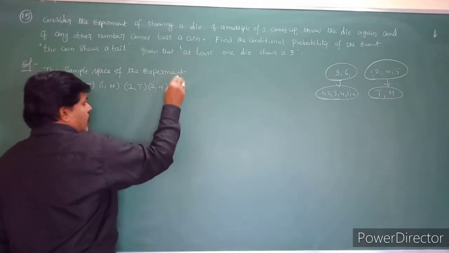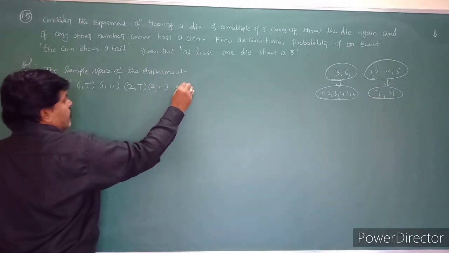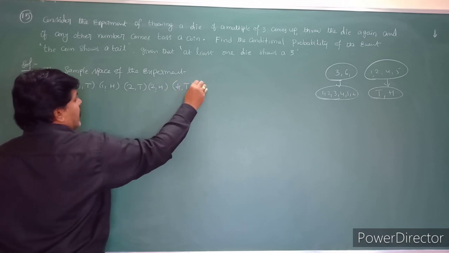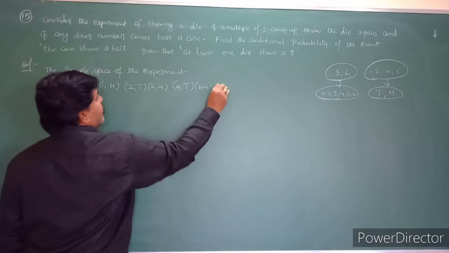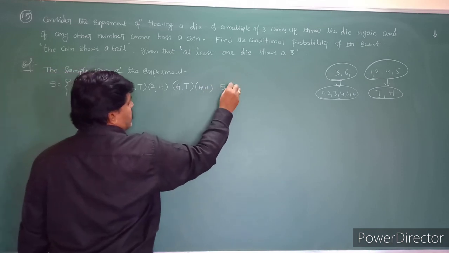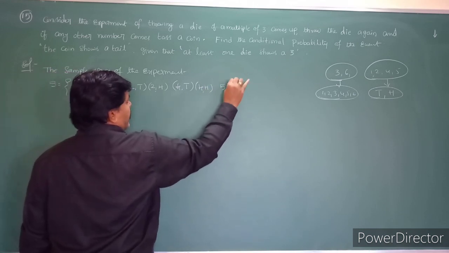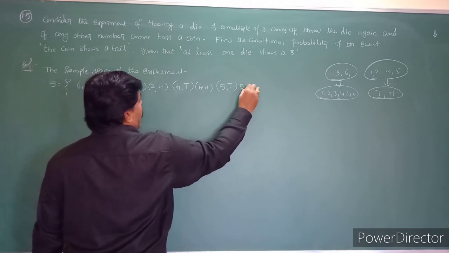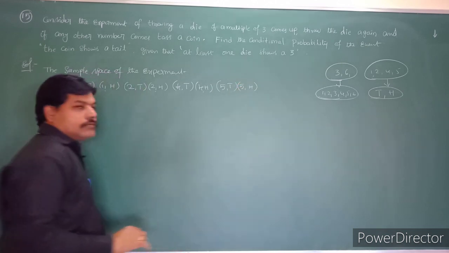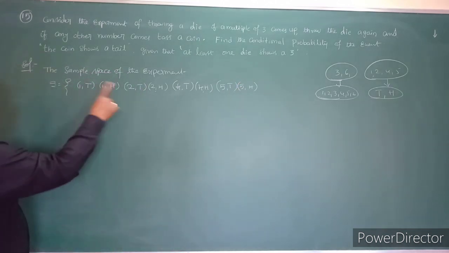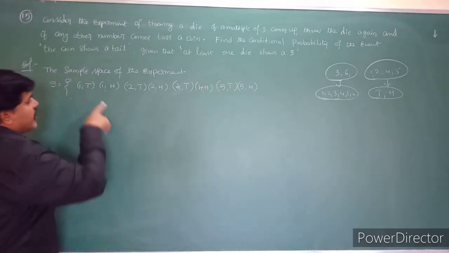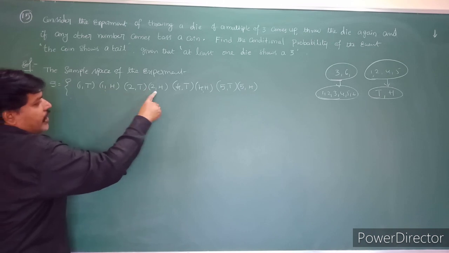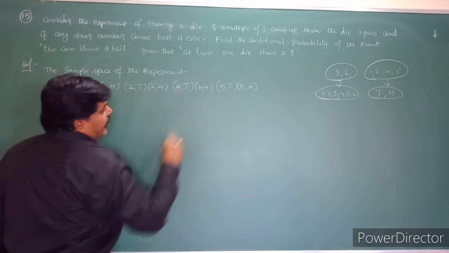Next, I will get the 4. If you are getting the 4, you have to toss the coin. You will get 4T or 4H. Next one is, if you are getting the 5, you have to toss the coin once again. In that case, you will get 5 comma T and 5 comma H. So for 1, 2, 4, 5, you have to toss the coin. That means you are getting 1T, 1H, 2T, 2H, 4T, 4H, 5T and 5H.